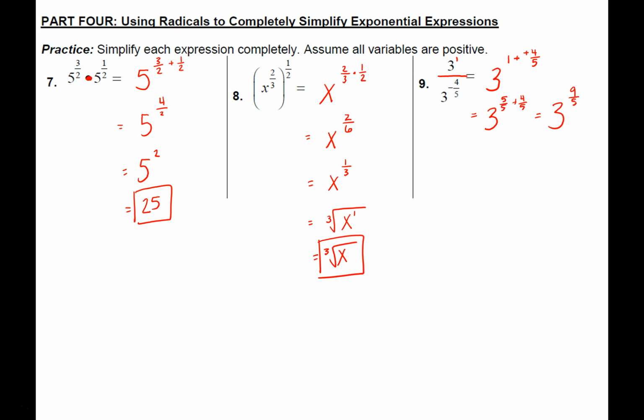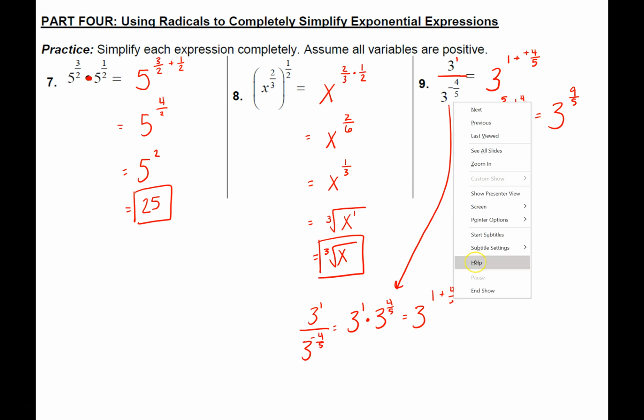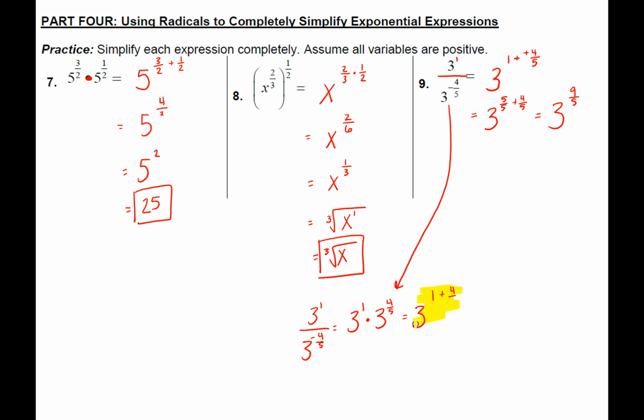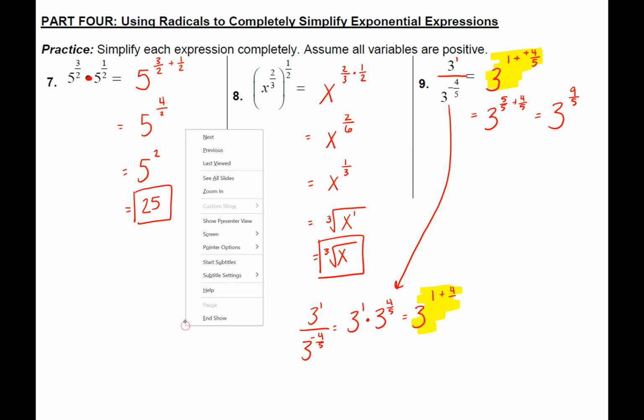If I had done it the other way, if we come down here for a second, and I had done 3 to the first over 3 to the negative 4/5 and brought that bottom fraction up to the top, it would have made it a positive 4/5. And then I would have done the product property, which says 1 plus 4/5. And that's the same place I was in just a moment ago. This 1 plus 4/5 is the same thing I got to up here. So it would have been a couple more steps, but it still would have worked. So you can do these whichever way you see the rule that you want to use, go for it and see what happens.